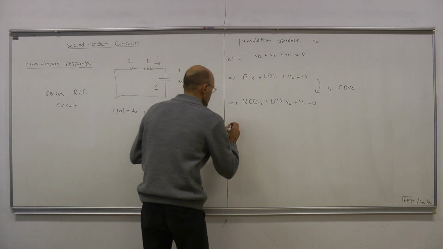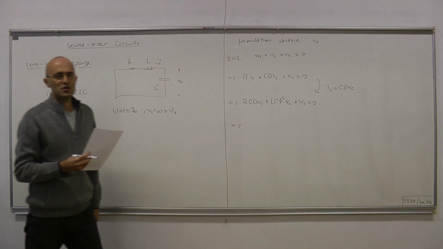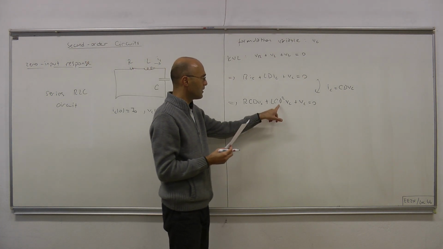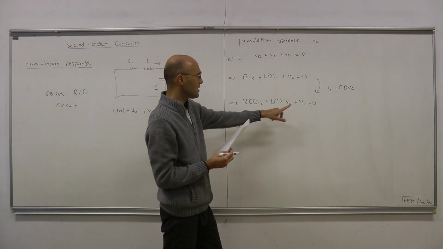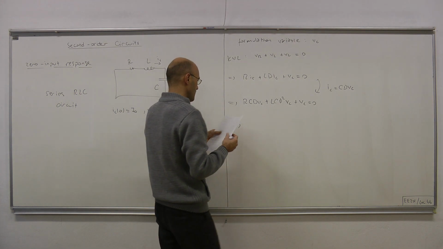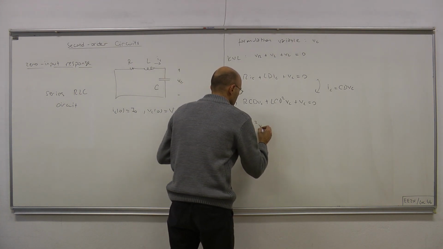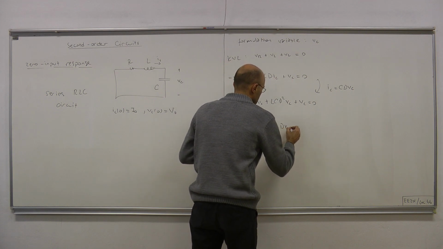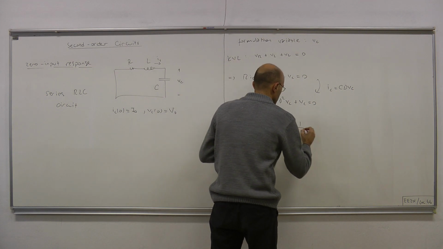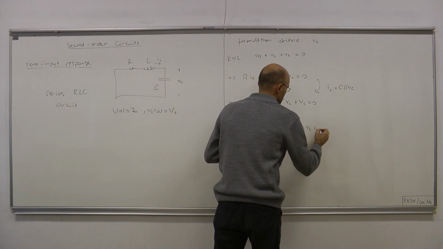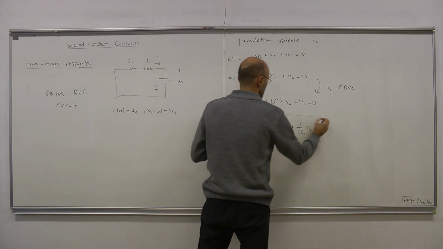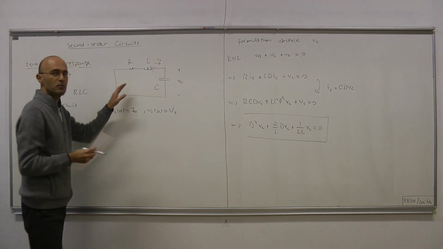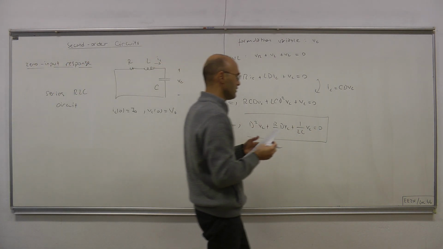So let's rewrite that equation so that the highest order term has the coefficient 1. That means we have to divide both sides by LC. Then we have d squared VC plus R over L dVC plus 1 over LC VC equals 0. The right-hand side is 0 because we have no input in the circuit. So this is our differential equation.